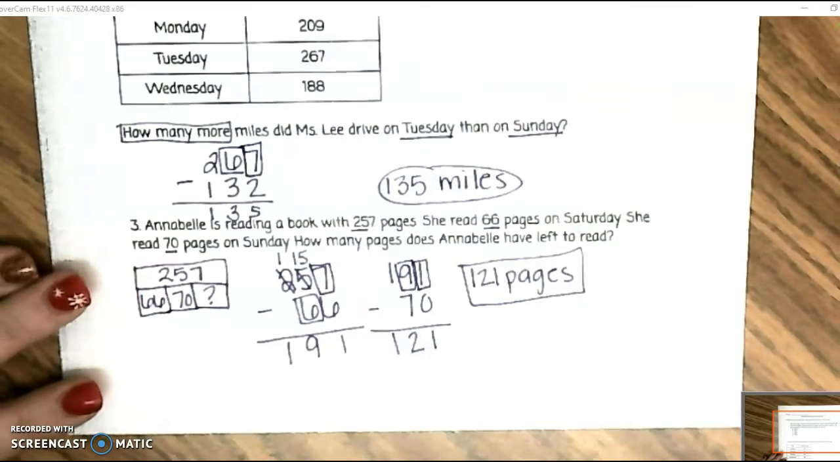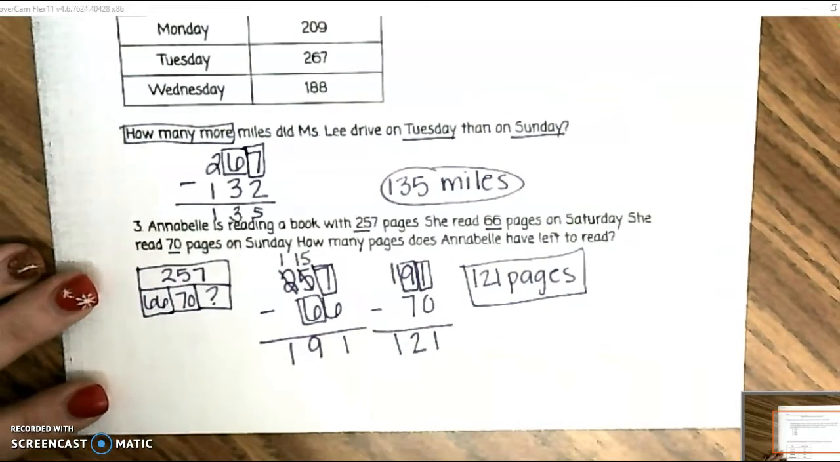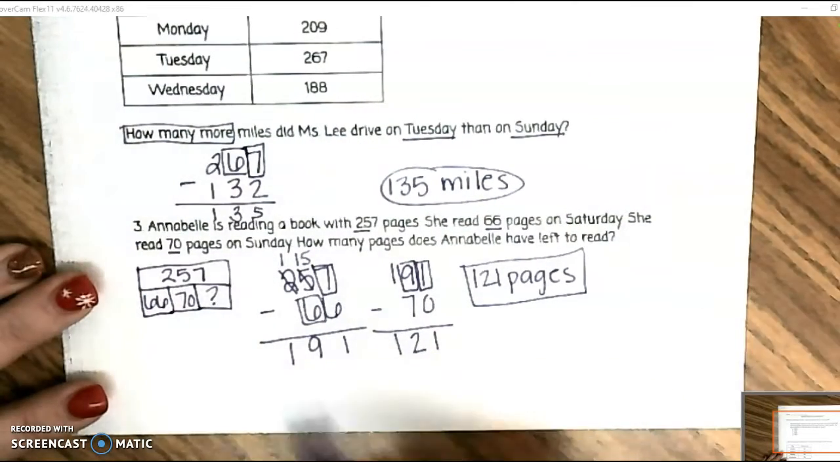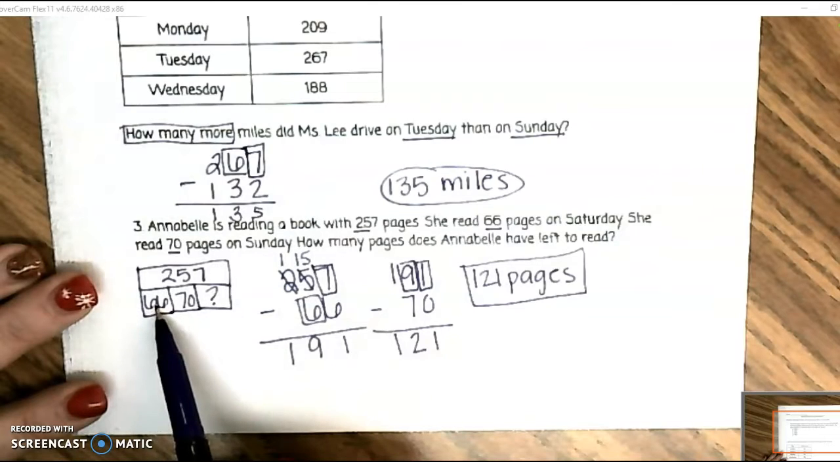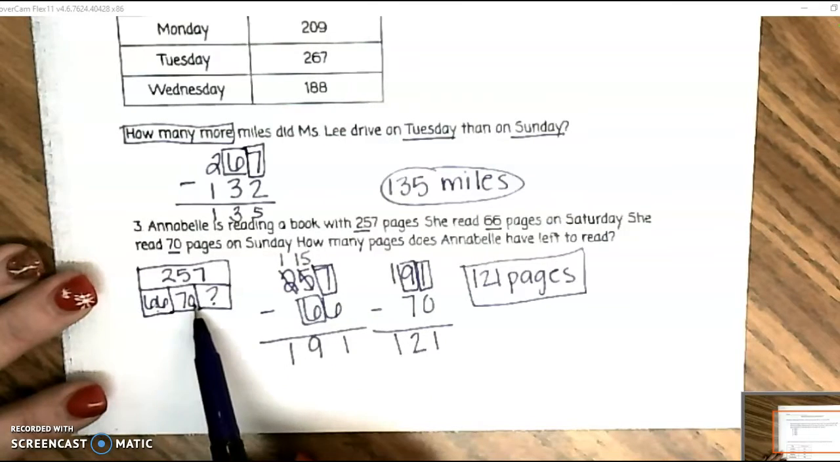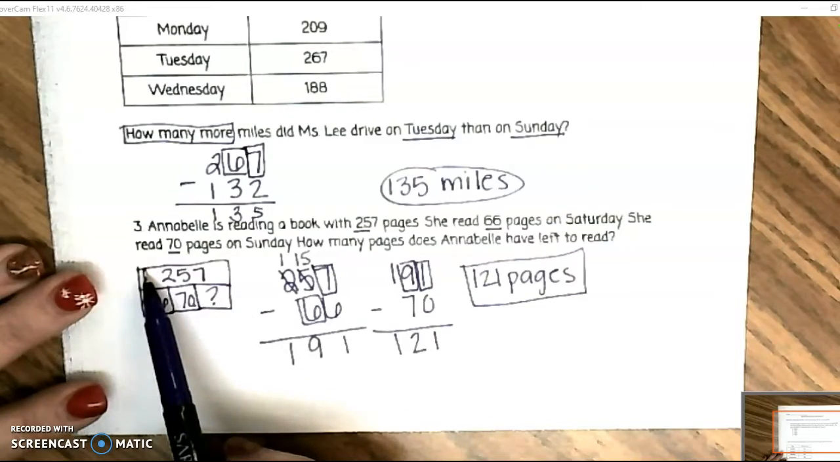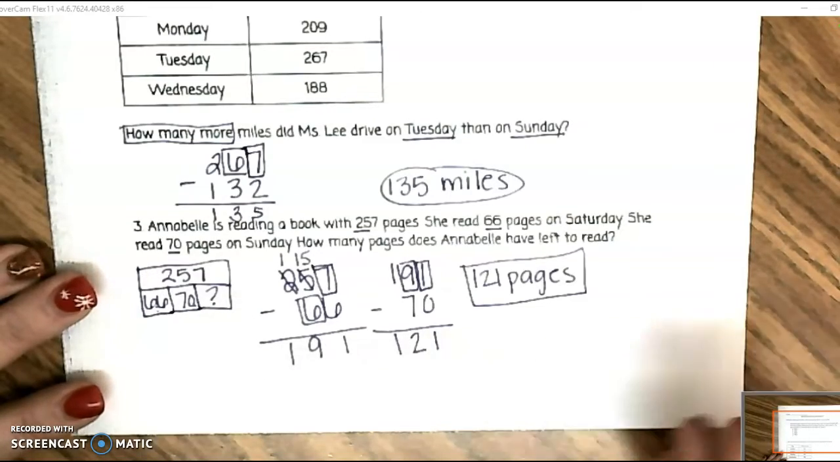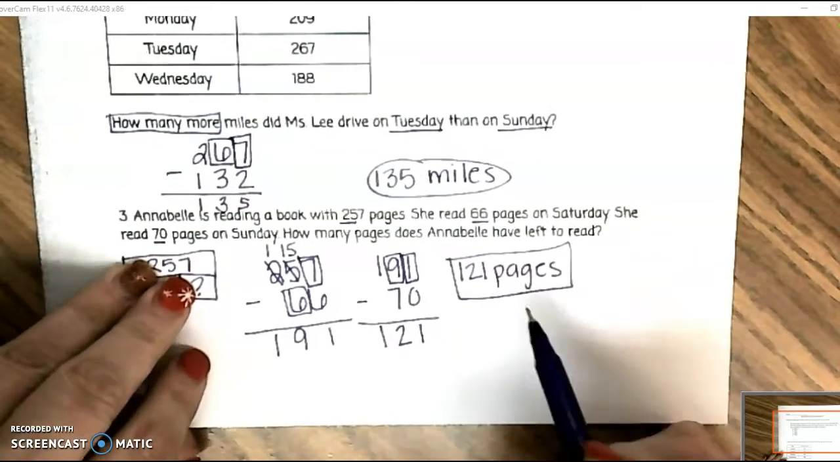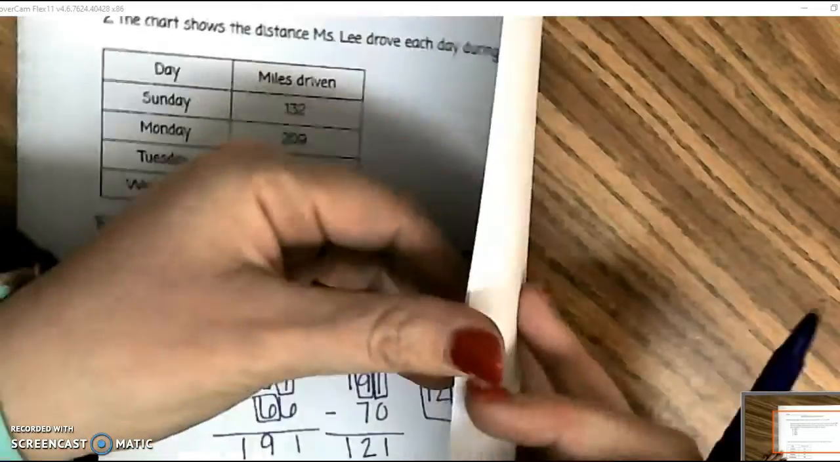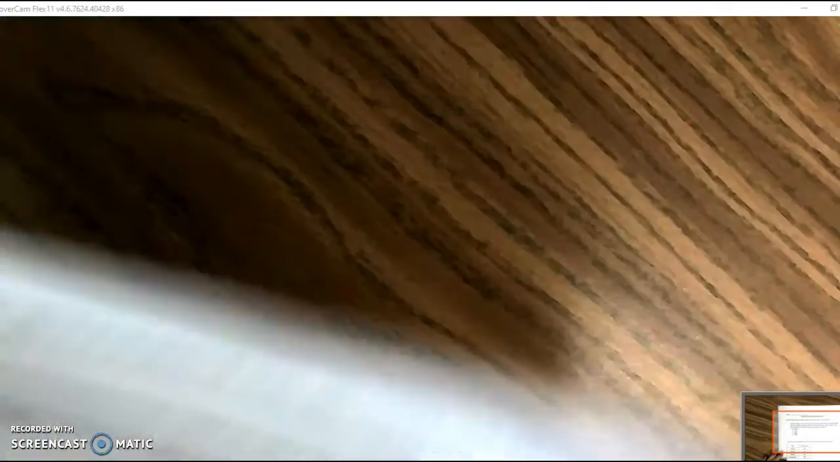All right. If I wanted to do it with adding then subtracting, I would have added together the pages she read, the 66 and the 70, and then subtracted from the whole. Either way is fine. Okay? Either way works as long as we get to this answer. Let's see another type of problem.